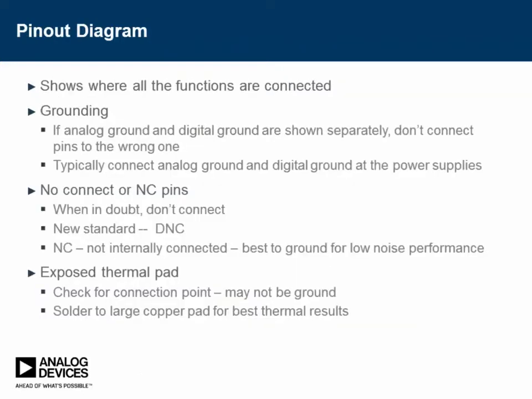So we show a pin-out diagram, which you need. What happens on each one of the pins? We'll show different grounding, particularly an analog ground and a digital ground, and make sure that analog signals are grounded that way and digital grounded separately. Normally you'll connect analog and digital grounds at some other common point, often at the power supplies, so that digital noise does not corrupt your analog signals.